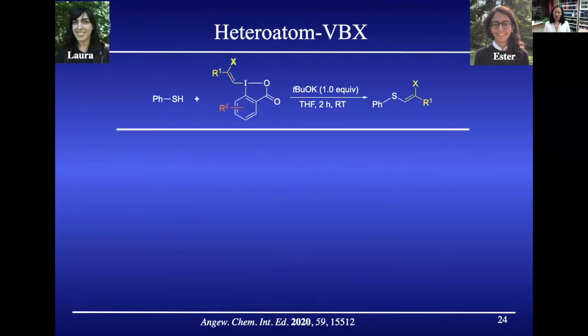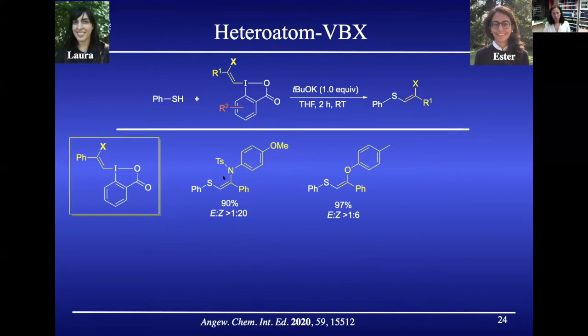Then, of course, we were really interested in trying out the beta heteroatom VBX reagents that had been published by other groups. So we synthesized those that Waser had published and tried. And we had this type of reagent where X was either a nitrogen or an oxygen, and could use that to form these two products in really high yield, where we have formed then a tri-substituted alkene, heavily functionalized in excellent yield, and also high E/Z ratios.